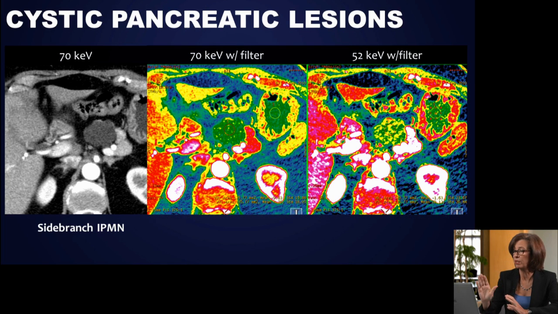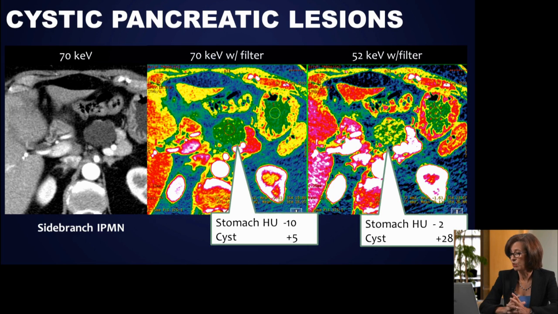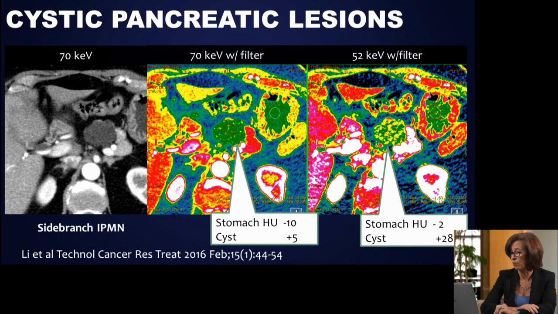Now, it's interesting when you look at the 52 keV images with the filter, something is different about the liquid in that cyst compared to the water. We know it's water in the stomach. And if you look at the numbers, the Hounsfield units go up and they change to a different degree in the mucin that's in that tumor compared to the water in the stomach. And we might be able to use this to help identify lesions that contain mucin, such as an IPMN. Okay, others are looking into the same thing.